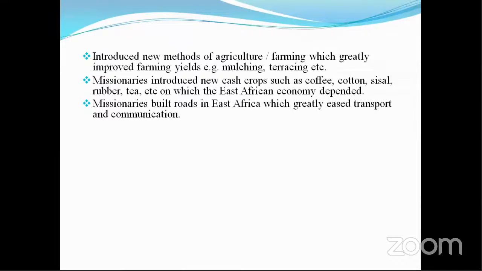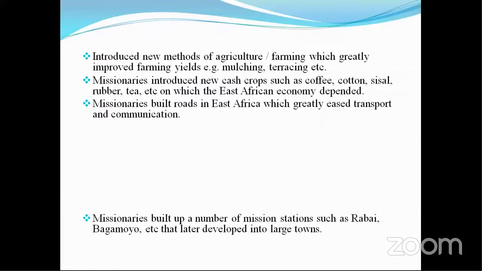So we have this other effect here, which goes, missionaries built roads in East Africa, which greatly eased the transport and communication. Very true, the roads eased the transport and communication. So the construction of roads is an activity, but the effect is easing transport and communication. I believe that point is very clear to you.